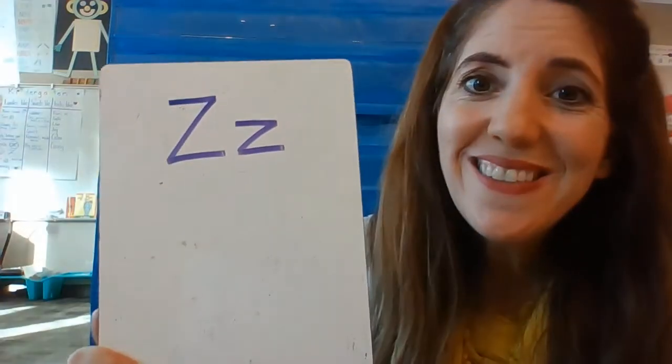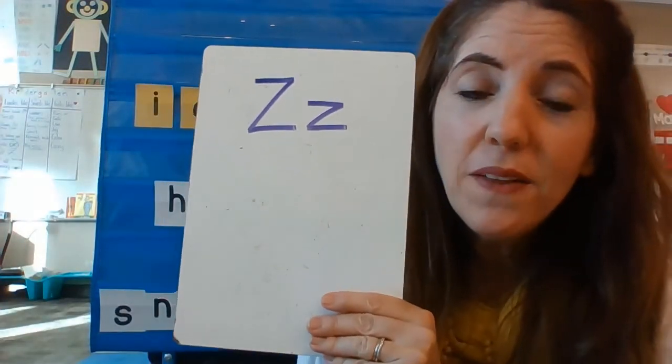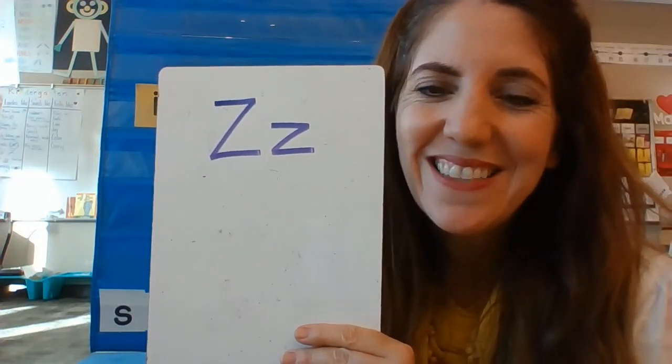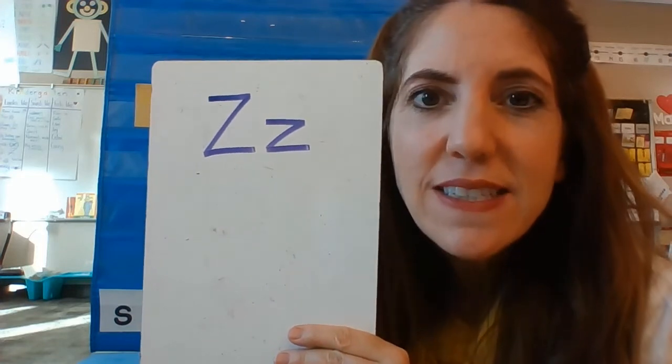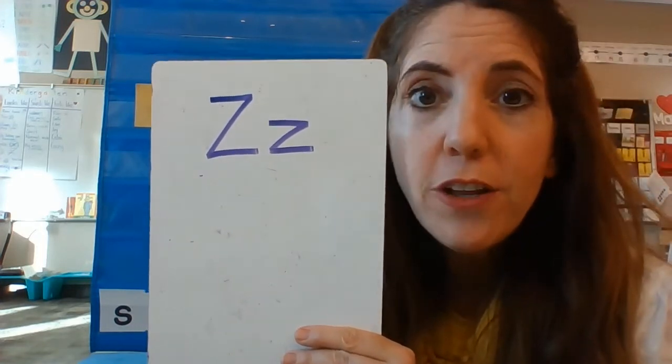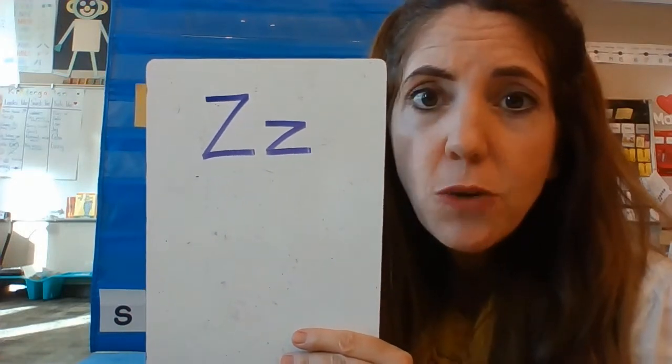Okay, readers, one last time. Use your finger. Make the letter Z on the carpet in front of you. Zigzag that Z. Make that Z sound. Z. And be on the lookout today for things that start with Z.